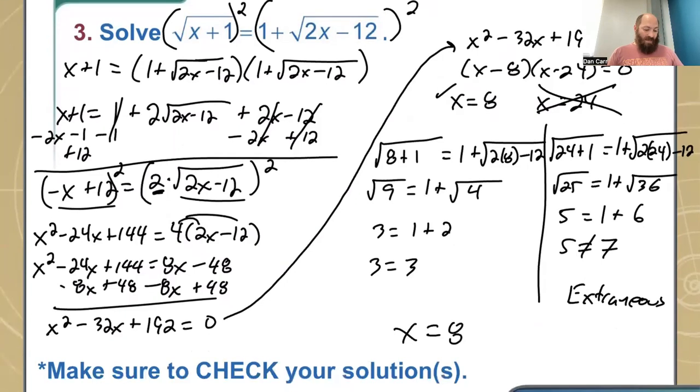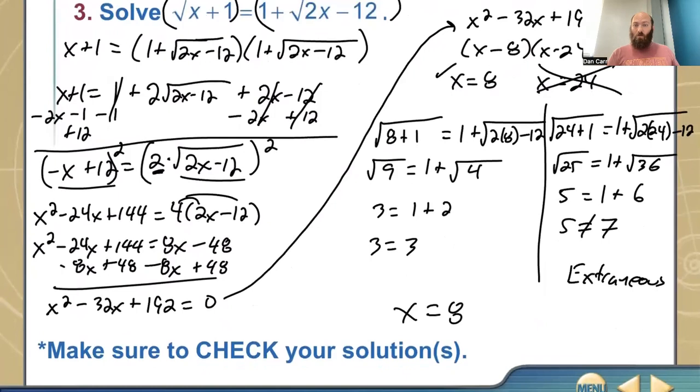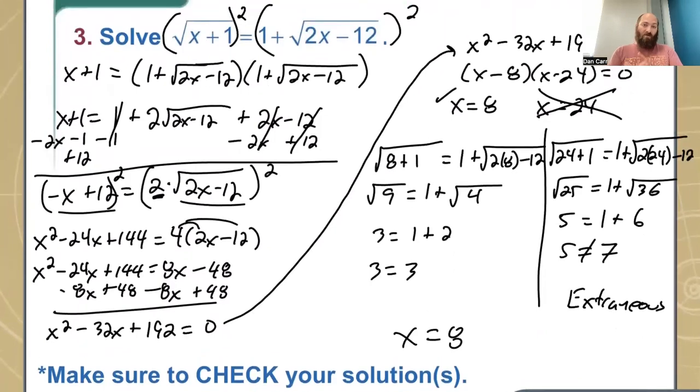All right, and that is it for today. So again, 2 things. What do the graphs of our radical functions look like? And then what does it look like when we solve our radical equations? They can be very basic, or they get more complicated like this one does.